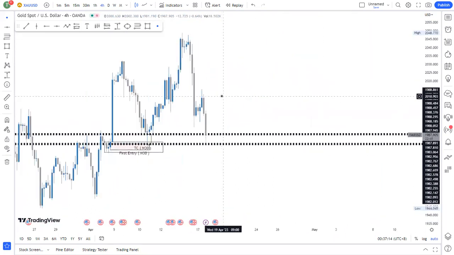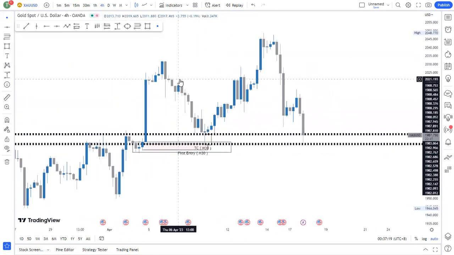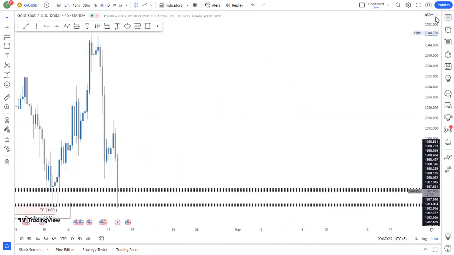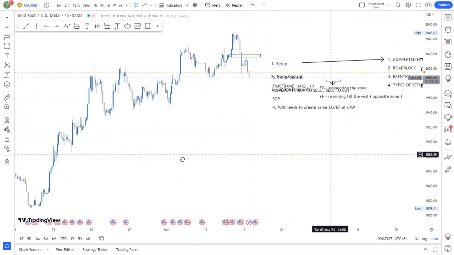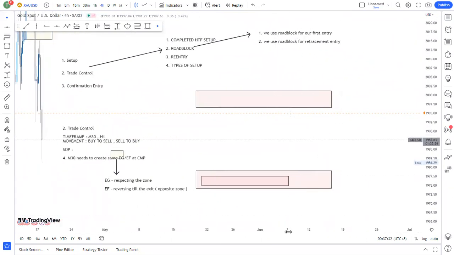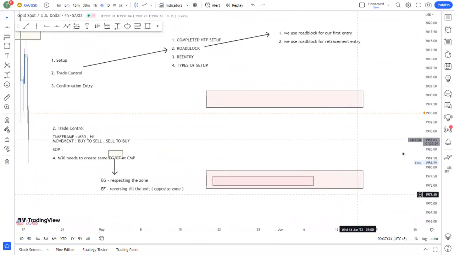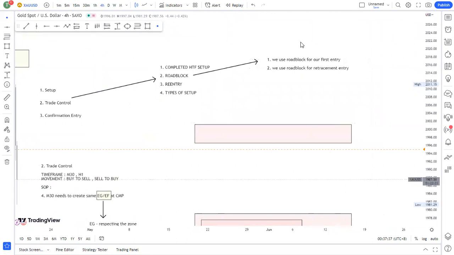So you already understand how it works of the first entry? Yeah, understood. All right, good. So let's move to our notes again. We already learned about the completed high timeframe setup, we're done with this. Re-entry, we're done.